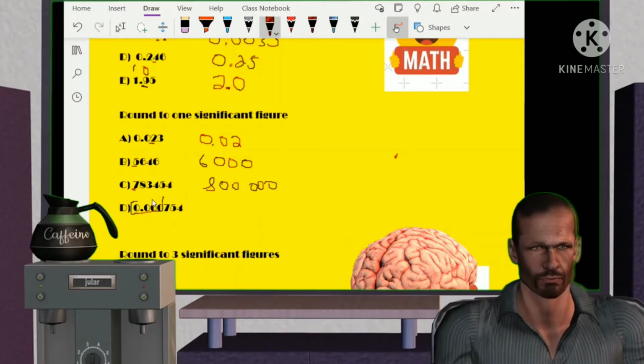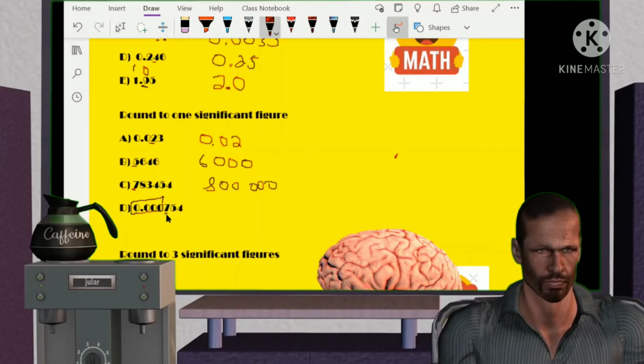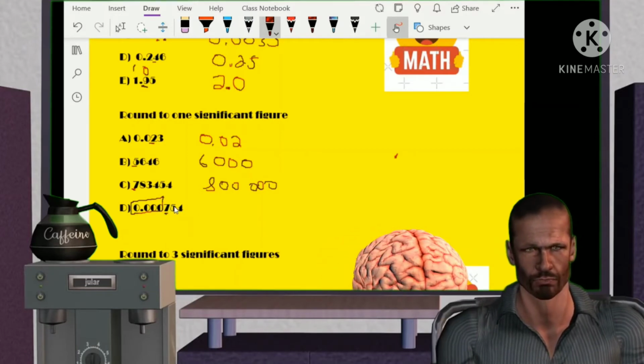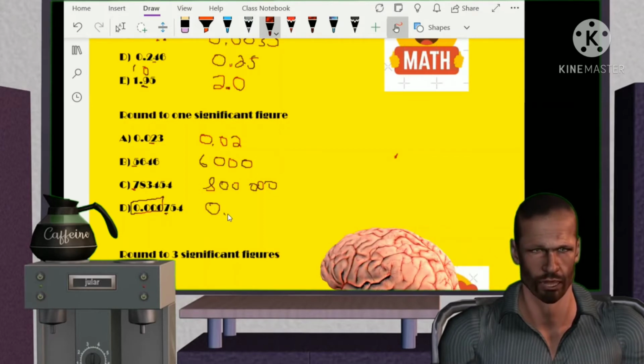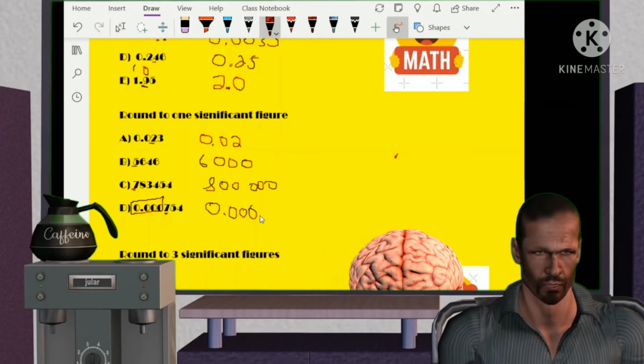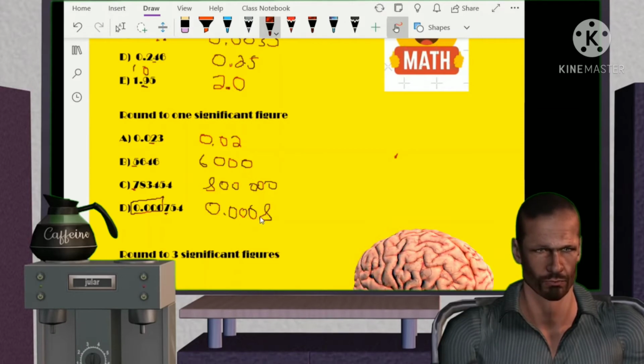Now, in D, you have those leading zeros, which are not significant. So all of these are not significant. My first significant figure is 7. The number after 7 is 5, which means I'm going to have to round the 7 up. So I'm going to have 0.0008 to one significant figure.